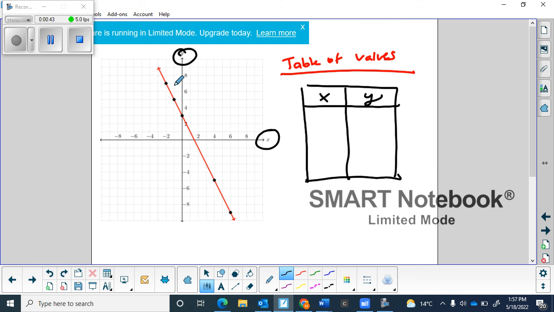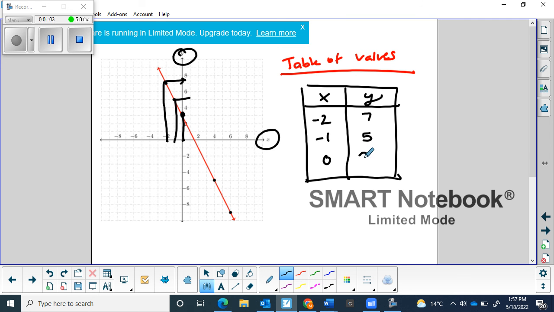So I'm going to look at some dots that are very clear for me to see. So let's start with this -2. When X is -2, Y is going to be 7. When X is -1, Y is going to be 5. And when X is 0, Y is going to be 3. Okay, so we've got a little bit of a pattern going.